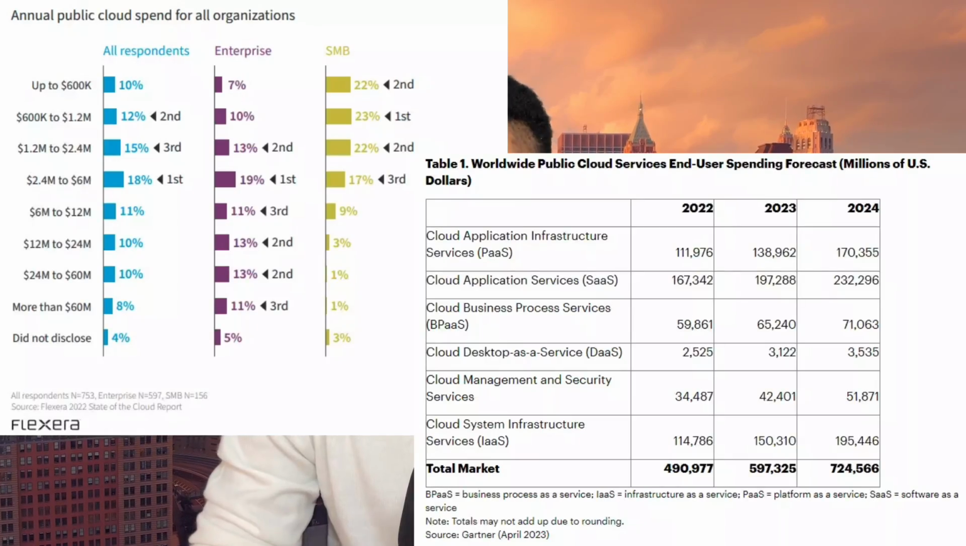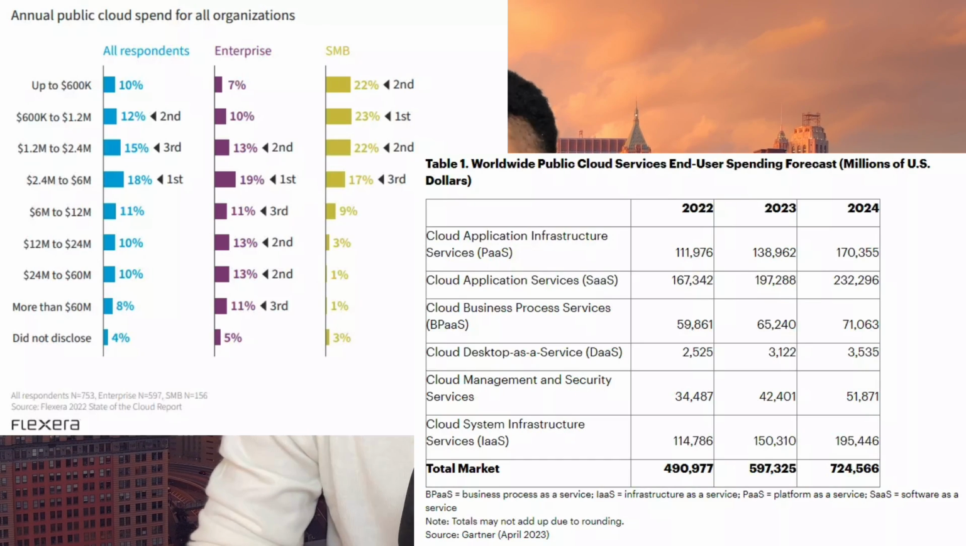In a recent study conducted by Gartner and Flexera, it was found that in companies with more than 1,000 employees, the minimum cost for cloud computing is $2.4 million, and it could go as high as $100 million every single year. And in small and medium companies, the average cost is around $600,000 to $1.2 million.